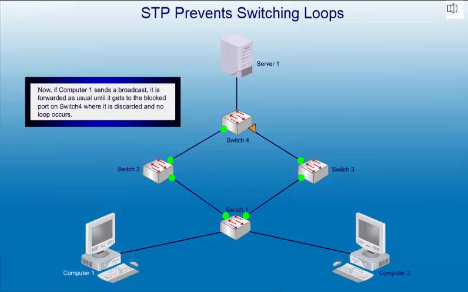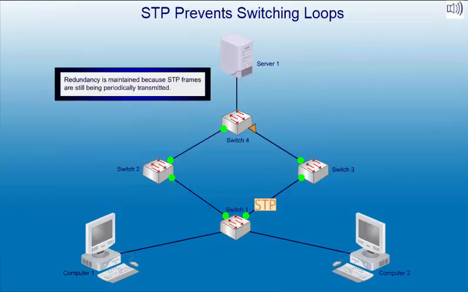Now, if computer 1 sends a broadcast, it is forwarded as usual until it gets to the blocked port on switch 4, where it is discarded and no loop occurs. Redundancy is maintained because STP frames are still being periodically transmitted.